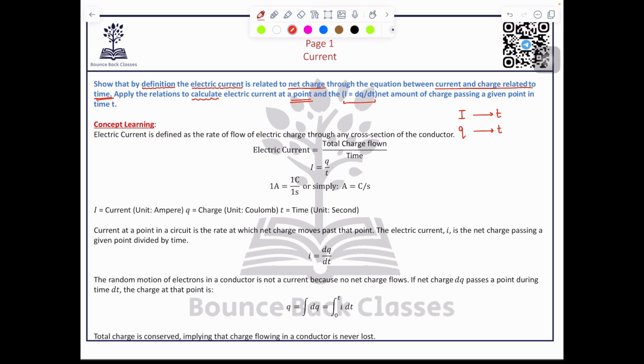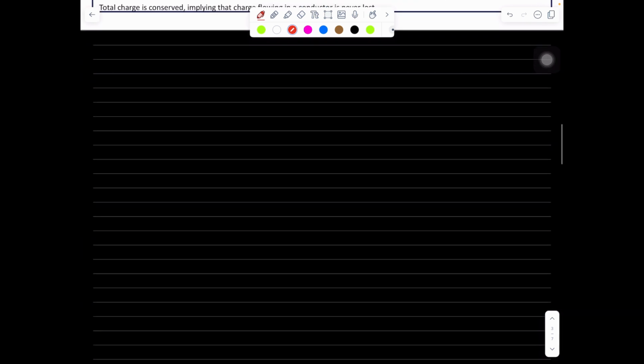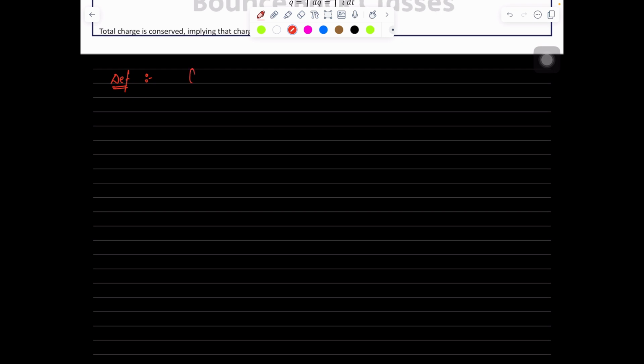Okay guys, there are a few things you need to focus on, so I'm going to explain them one by one. First, he's talking about the definition of electric current. Let's say we have a wire, and in this wire electrons are moving, or you can say the charge is moving. When the electrons are moving per unit time, that is called your current. So in simple terms, I equals charge per unit time.